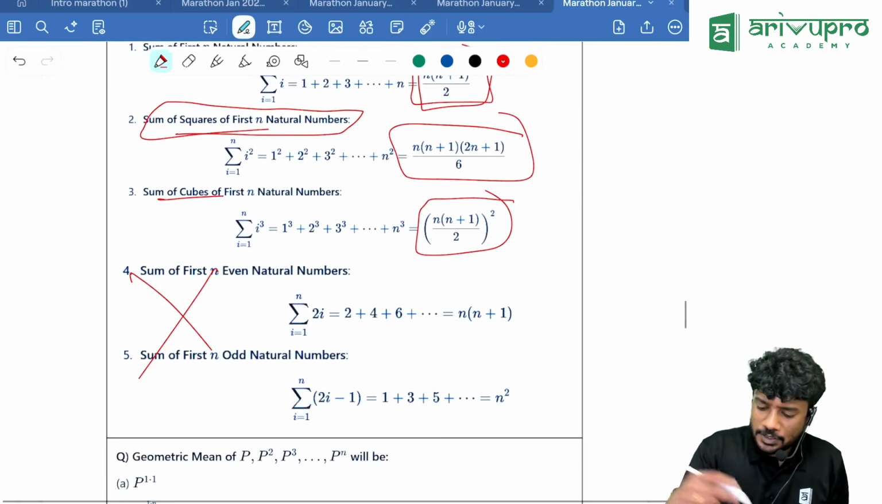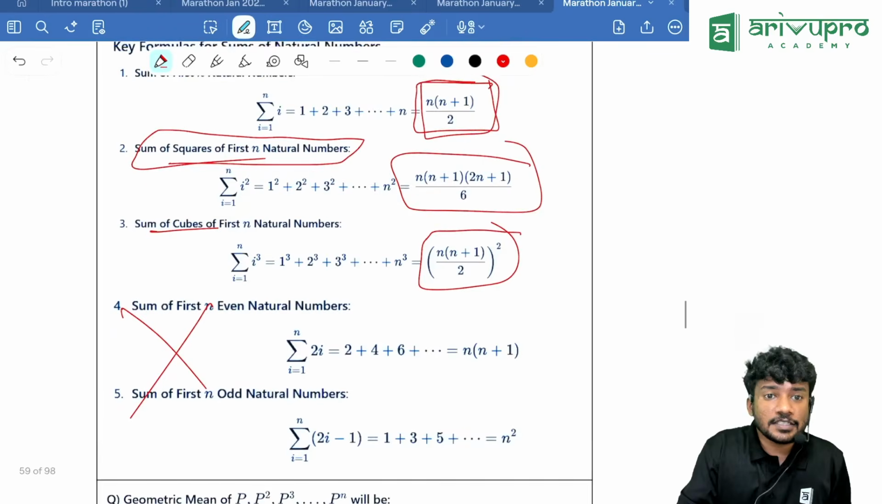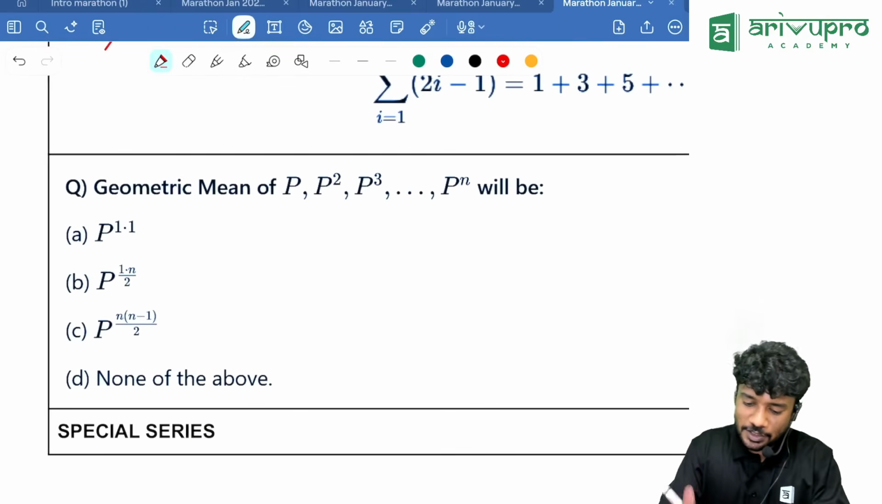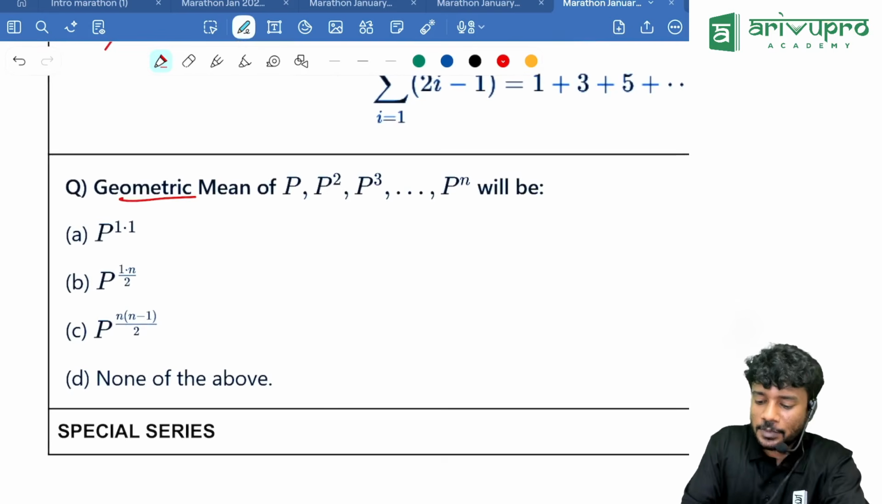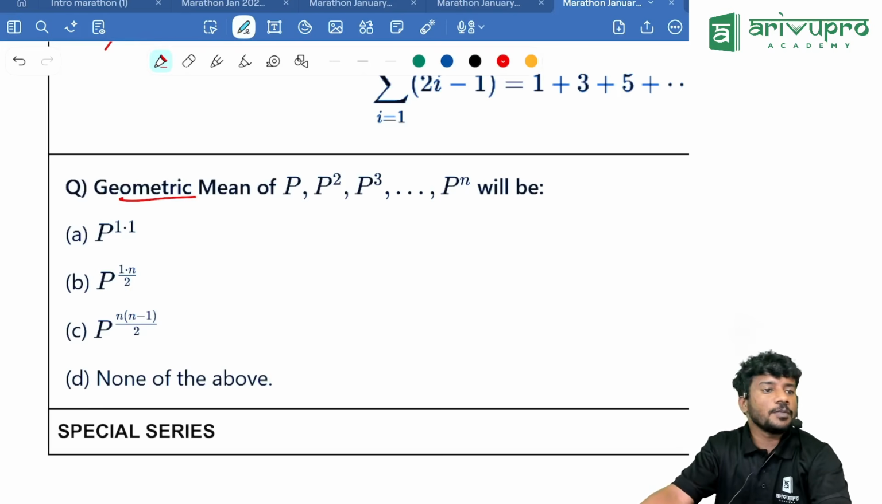Then this one is not much important. That is not for you. Why are we studying this? Because we need to solve a question which was asked in the previous year. The question is this: the geometric mean of P, P square, P cube, and so on up to P raised to n will be what?